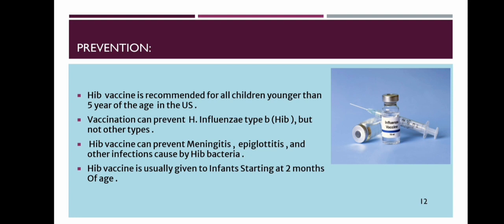Prevention: HIB vaccine is recommended for all children younger than 5 years of age in the US. Vaccination can prevent Haemophilus influenzae type B but not other types. HIB vaccine can prevent meningitis, epiglottitis and other infections caused by HIB bacteria. HIB vaccine is usually given to infants starting at 2 months of age.